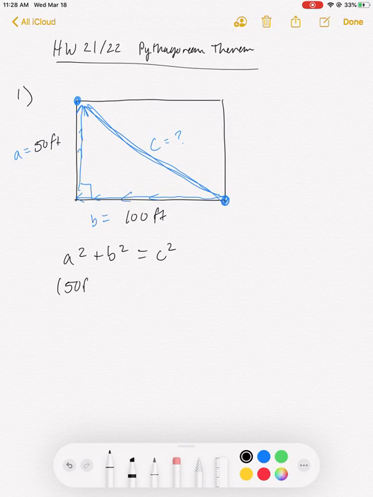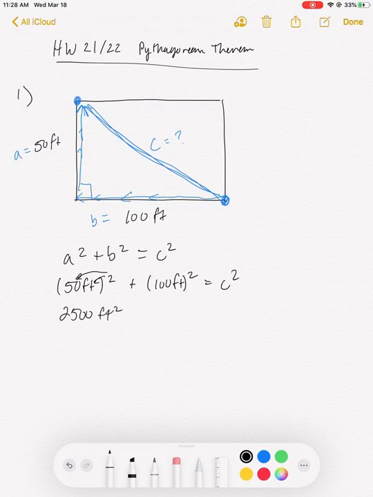Okay, so we have 50 feet here. We're going to square that. 50 feet, sorry, not 50, but 100 feet here. And we're going to square that. And that's going to equal C squared. We don't know what that is again. Okay, so we're going to square the 50 and the feet. And so that's 2,500 feet squared.